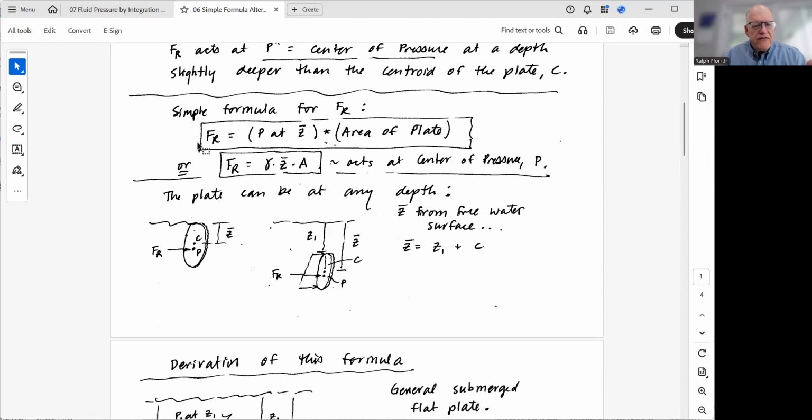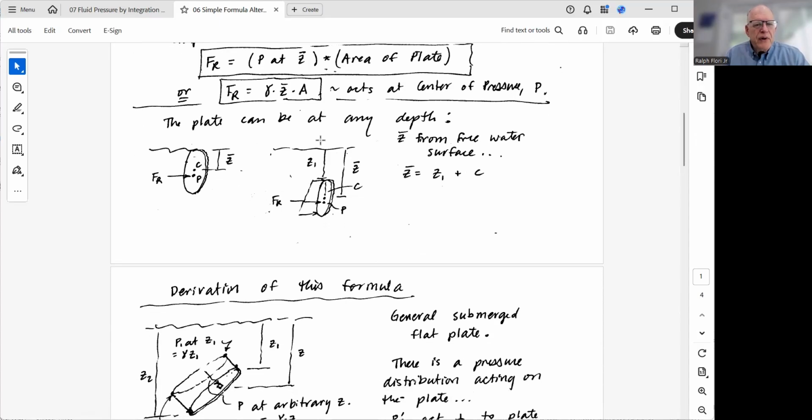So again, this is our formula. FR is equal to gamma Z bar A, X at the center of pressure. And so again, the plate could be at any depth. The plate can be right at the surface where the pressure at the top of the plate is 0, and the pressure at the bottom of the plate is some depth. Or the plate can actually be some depth down. So Z bar is equal to Z down to the top of the plate plus the distance to the centroid there. And the plate could be at any orientation. These are drawn mostly vertical, but the plate could be at a different orientation.